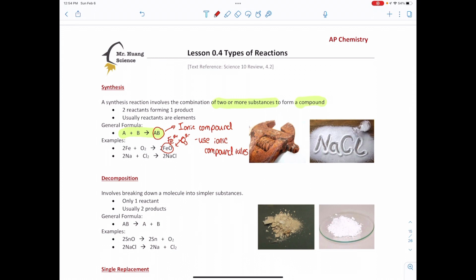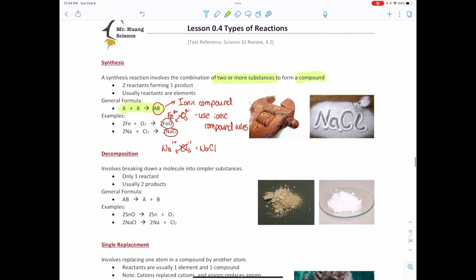In the second example, I have sodium metal combining with chlorine gas, and that forms sodium chloride. To get the sodium chloride ionic compound, I'm looking at sodium with a charge of 1+ and chlorine with a charge of 1-. When they cross over and you simplify, this becomes NaCl. Just a reminder that when we're forming ionic compounds, we do have to use the ionic compound rules. So that is the first type of reaction.